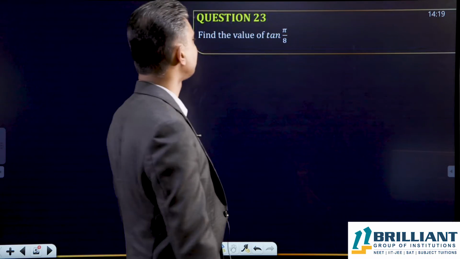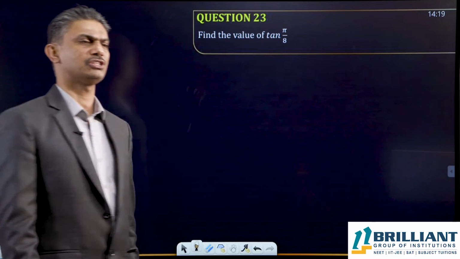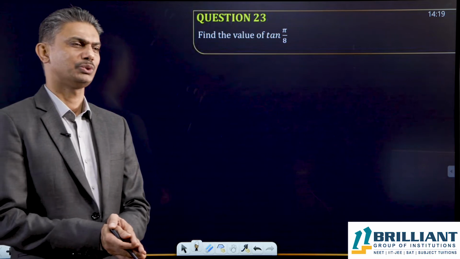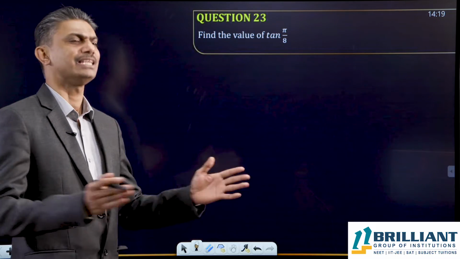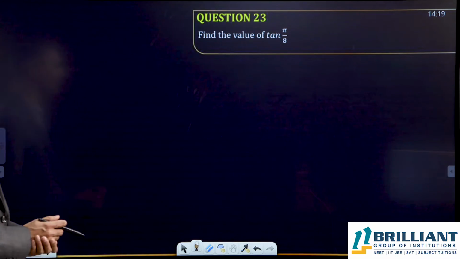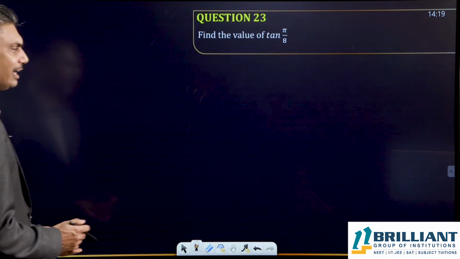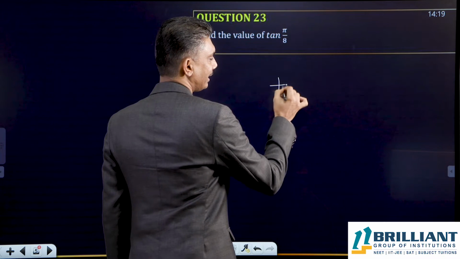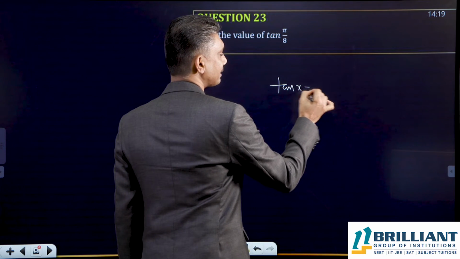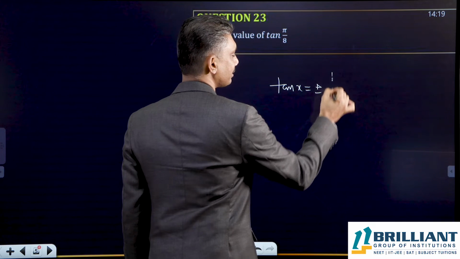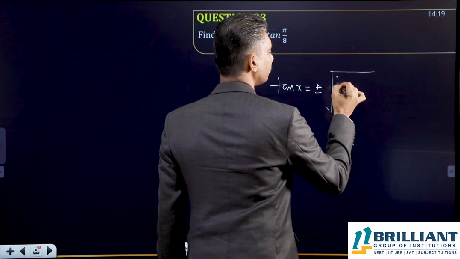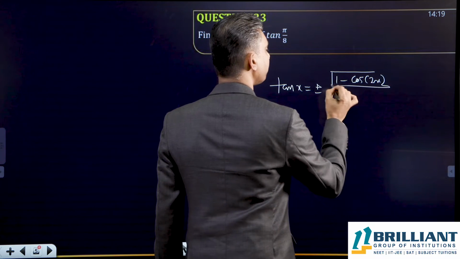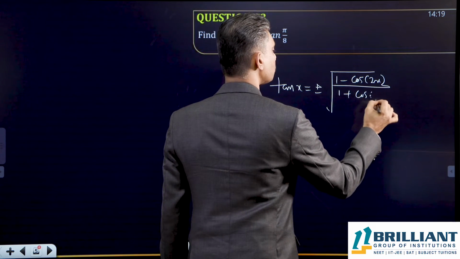Find the value of tan pi by 8. It's a tricky question. I will do it in a way which you can easily remember, and I will derive a certain formula. If you can do that one, tan x is equal to plus or minus root of 1 minus cos 2x by 1 plus cos 2x.